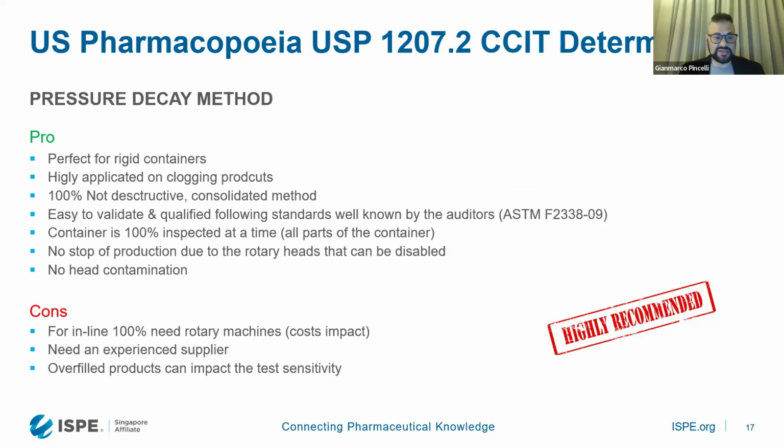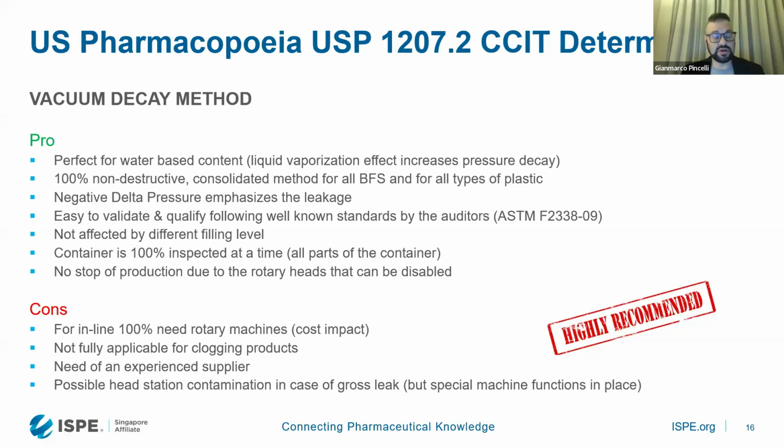A con of that, the last one, sorry, Andrea, I come back a little bit. The last point: you have head station contamination. When you have a gross leak on the product and you can spill, let's say, water on the product, the testing heads can be contaminated by this cross leak. In this case, we have a special function on the machine that automatically dries the testing chamber that got wet from the previous leak test.